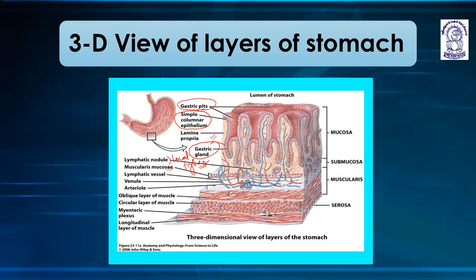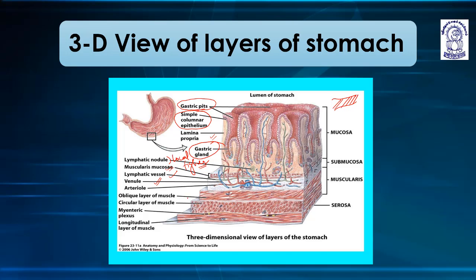Then muscularis mucosa, a very thin layer on which the mucosal layer rests. Then we have lymphatic vessels. Then venules, which means small diameter veins formed by merging, then arterioles. Then the oblique layer of muscle as it is present. You can see the fibers are oblique. If I make a section, the fibers show oblique striation like this. All these muscles are smooth muscles.